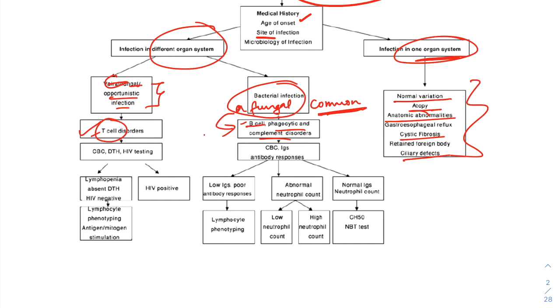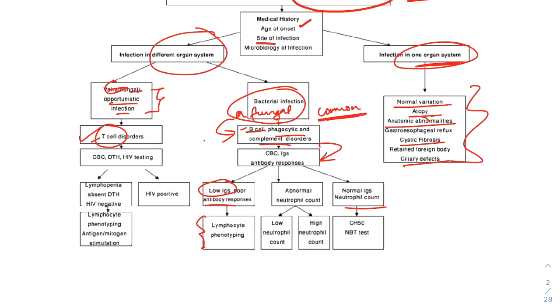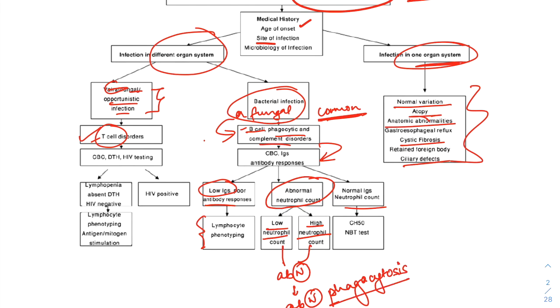Now, among the three types, we determine the immunoglobulin levels. When the immunoglobulin levels are low and there is a poor antibody response, we can do lymphocyte phenotyping and find out which B cell disorder is present. Now, there can be normal immunoglobulin levels but an abnormal number of neutrophils. That is, the neutrophils can be low or high. This amounts to an abnormal number of neutrophils or abnormal phagocytosis. Abnormal phagocytosis will be present in phagocytic disorders, which I'll be discussing.